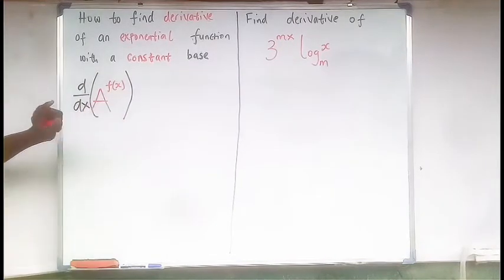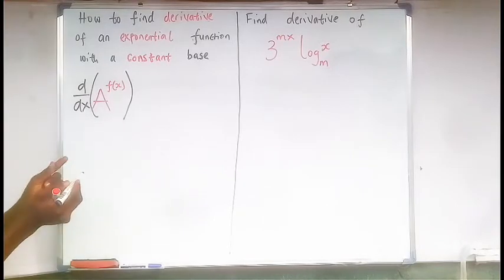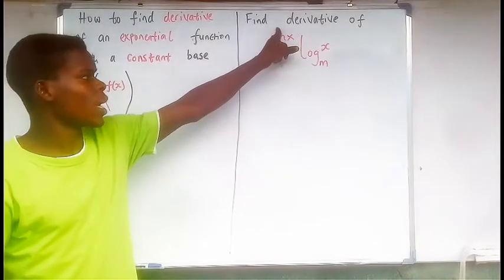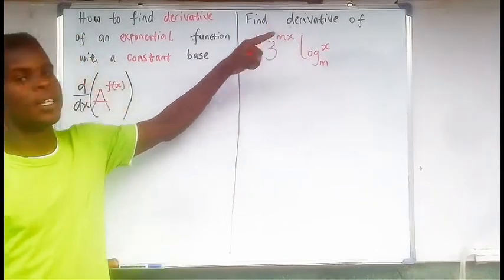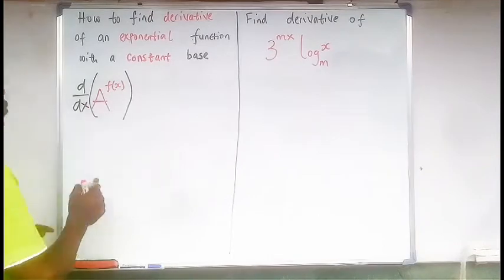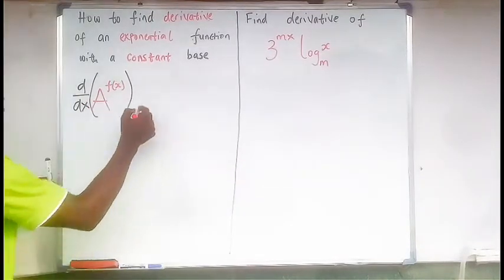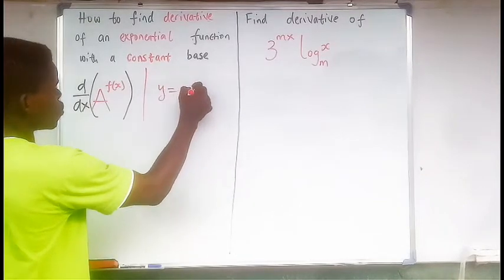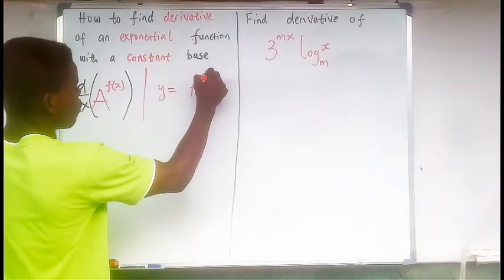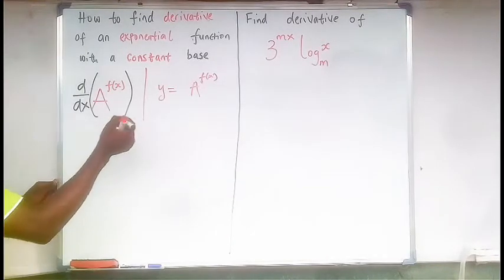How can we find this? So I'm going to give us a general formula for solving this kind of thing. Anytime you see a constant base raised to a function of x, you should learn how to differentiate this. So to find the derivative, we are going to assign a variable for it. Let's say that y is equal to a raised to the power of f of x.